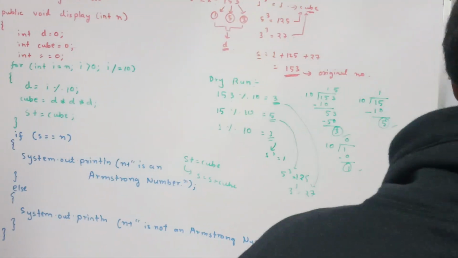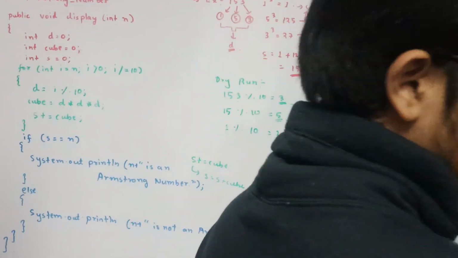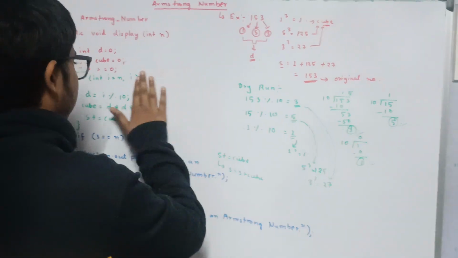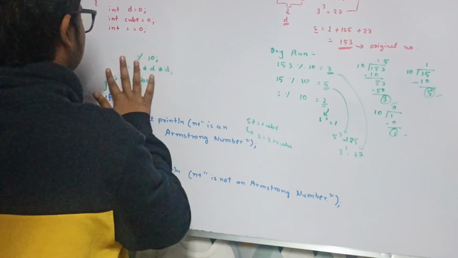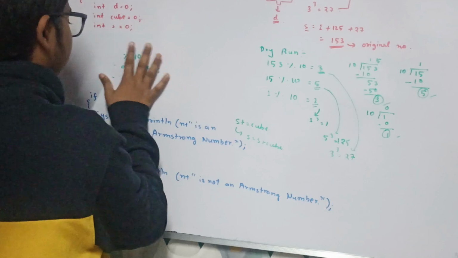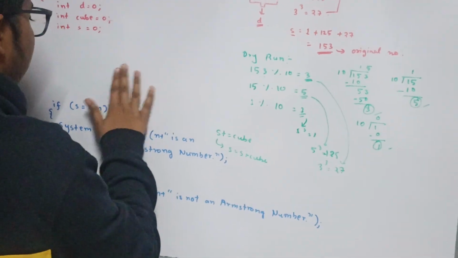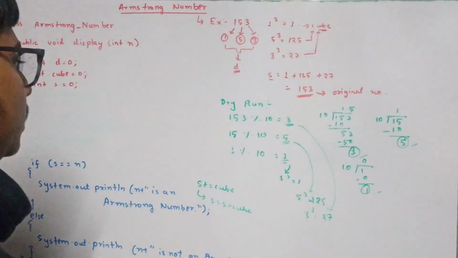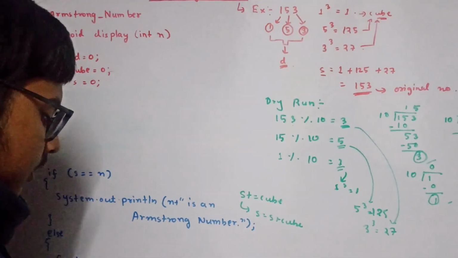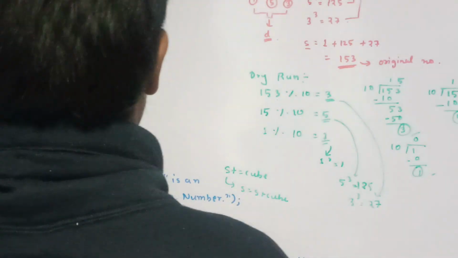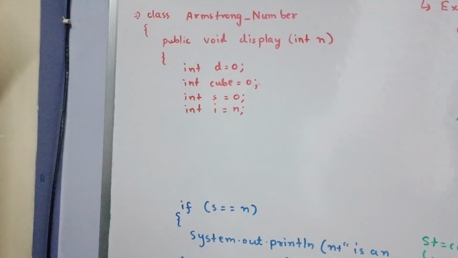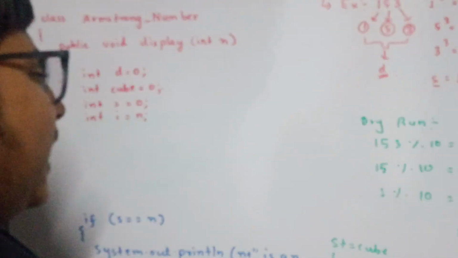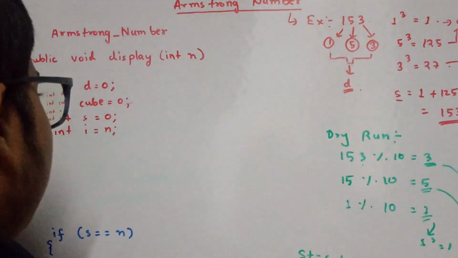Now I will show you the syntax of doing this program using a while loop. Okay, so let's wrap this area. Now, in order to do the program using a while loop, you need to initialize another variable. int i equals n. As while writing the program in a while loop, you need to initialize the variable before the starting of the loop.